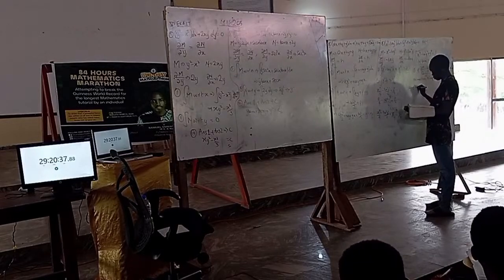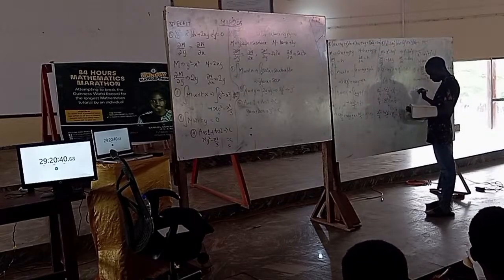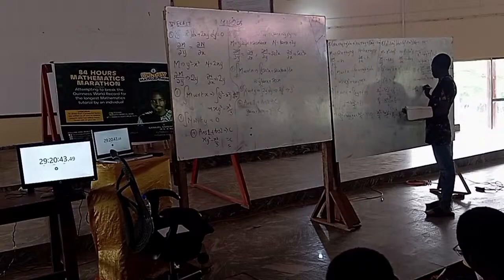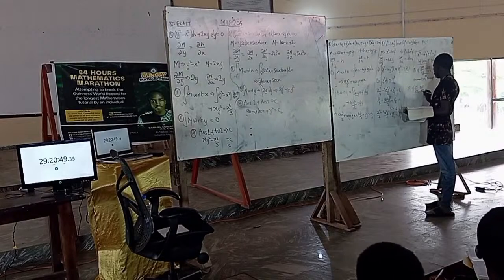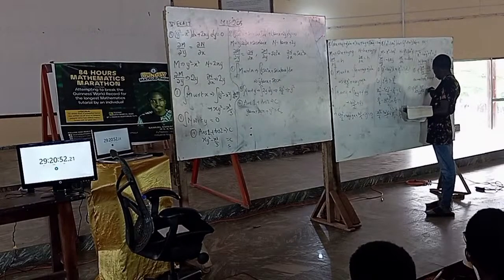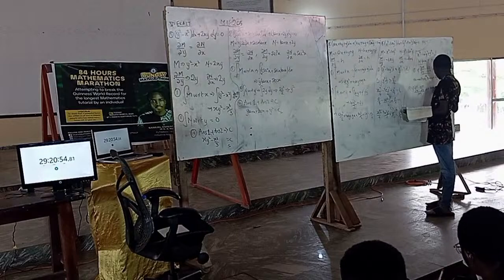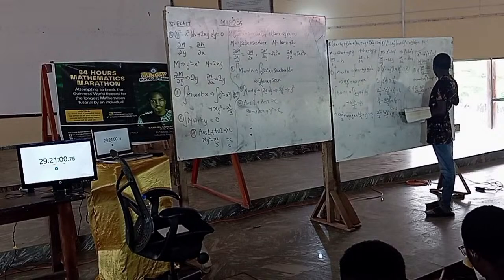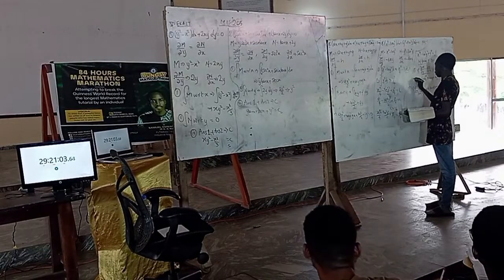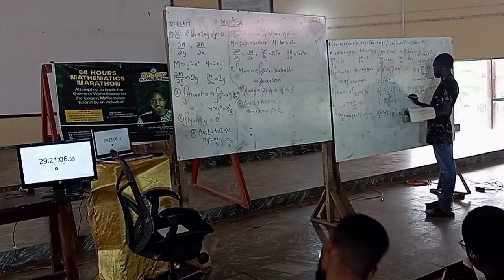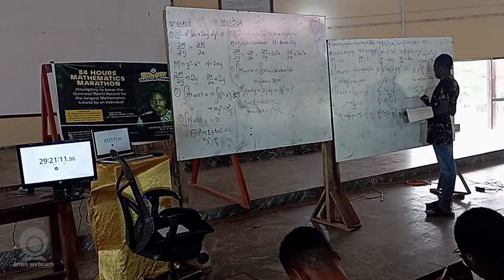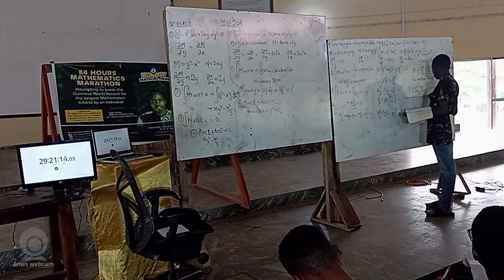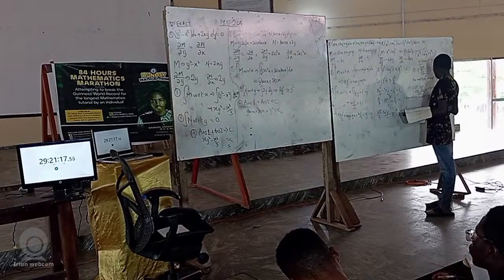Number 2: if partial N partial x minus partial M partial y, divided by M, is a function of y alone, then multiply through by the integrating factor.